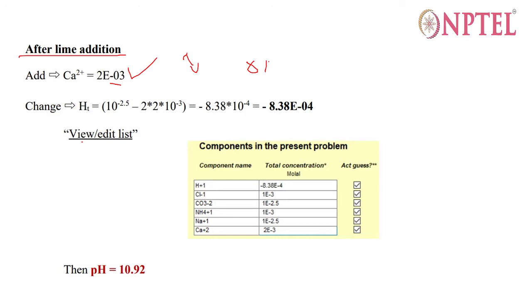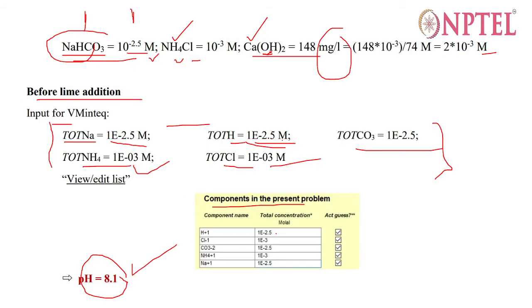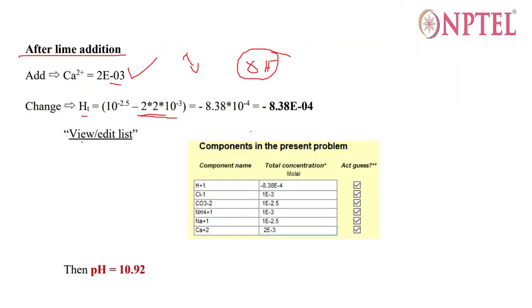And we know when we have to calculate the total hydrogen, we have to subtract that much hydroxyl ion from whatever hydrogen was there. So initially the hydrogen concentration was 10 to the power minus 2.5. Now you are subtracting this because that much hydrogen can be in the form of water, or it can take up this hydrogen to form the water molecules. That's why we are subtracting this. I'm getting this hydrogen concentration value, and then I am giving this input.